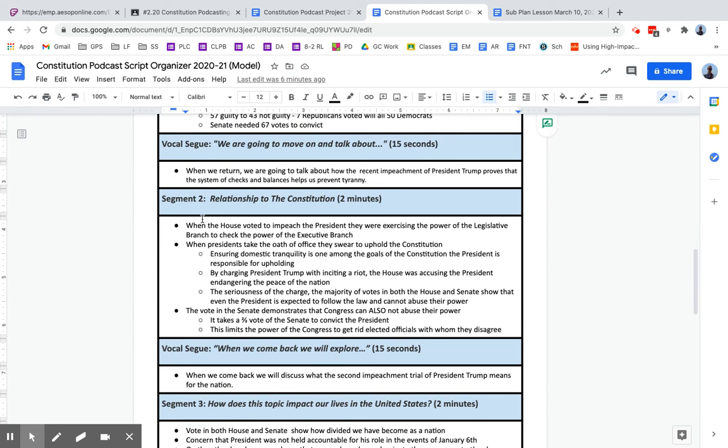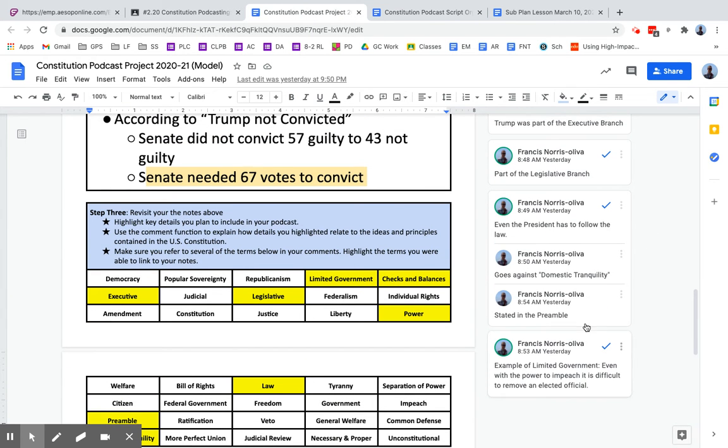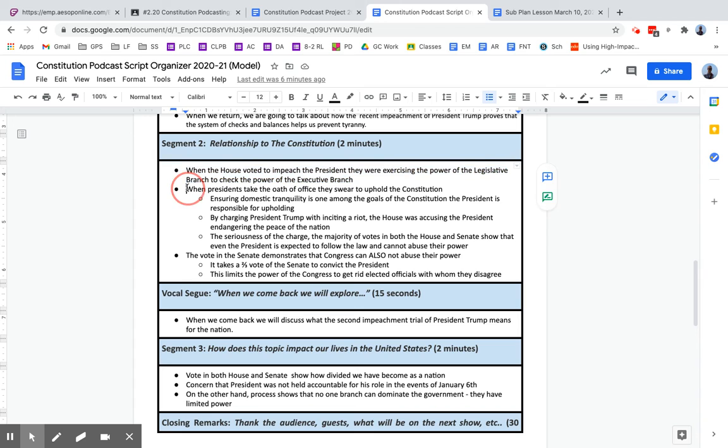In segment 2, you're going to work on what's the relationship to the Constitution. Here's where you use those comments that you made in our first planning document. And so here's where I'm going to be talking about things such as the House used its impeachment power as a way to check the president, how this impeachment trial was connected to the president's duty to uphold the Constitution and the ideas contained in it, such as ensuring domestic tranquility.